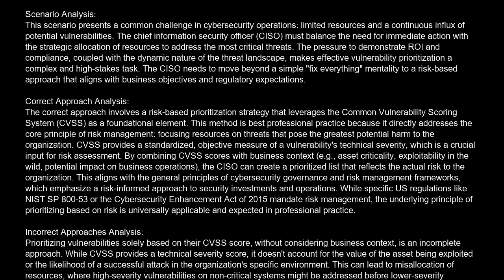The correct approach involves a risk-based prioritization strategy that leverages the Common Vulnerability Scoring System, CVSS, as a foundational element. This method is best professional practice because it directly addresses the core principle of risk management, focusing resources on threats that pose the greatest potential harm to the organization. CVSS provides a standardized, objective measure of a vulnerability's technical severity, which is a crucial input for risk assessment. By combining CVSS scores with business context, e.g., asset criticality, exploitability in the wild, potential impact on business operations, the CySA can create a prioritized list that reflects the actual risk to the organization.